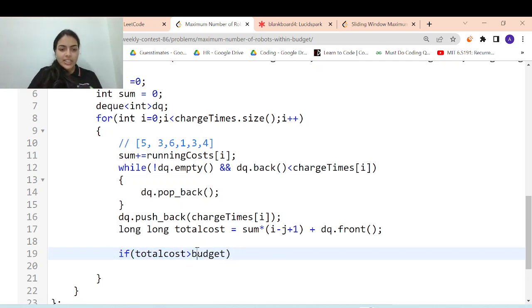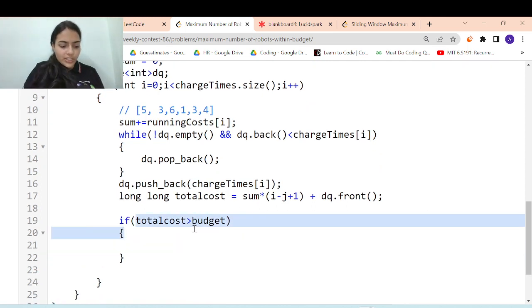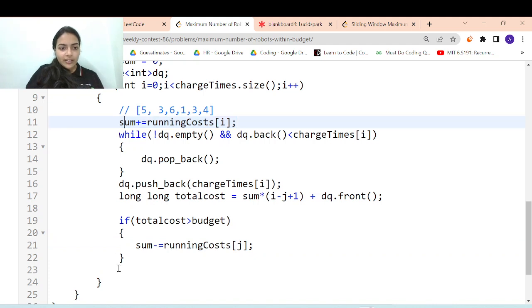But if total cost exceeds budget, then what are you going to do? You have to remove elements, because you can never have total cost greater than budget. By removing elements, you have to move the J pointer. You have to increase the J pointer and remove the elements. So first of all, from the sum you will remove the elements. When you were adding elements, you were adding this. Let me just copy this line here. This time you will give sum minus equal to running cost of J, because J is the pointer which is behind, I is the pointer which is front. So just the reverse of this line. Earlier you were adding, now here you are removing elements.